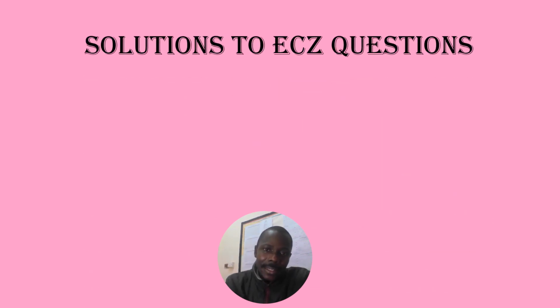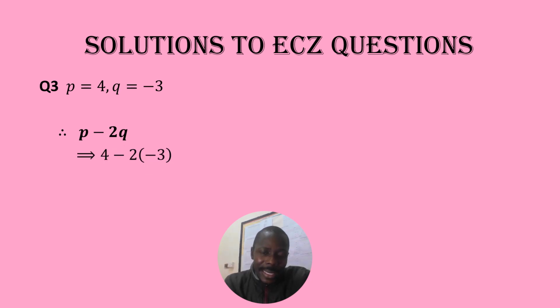Right, so straight into the solution slide. Solution to ECZ questions. So P is equal to 4, Q is equal to -3. So what does that mean? Therefore, the expression P minus 2Q, which we have been told to evaluate, is now going to be 4. Remember, this minus 2 is this minus 2. Now, the Q there is -3. So we're saying negative times negative. The result is going to give us a positive 6, as you can see there. So 4 plus 6, now you are going to have 10.